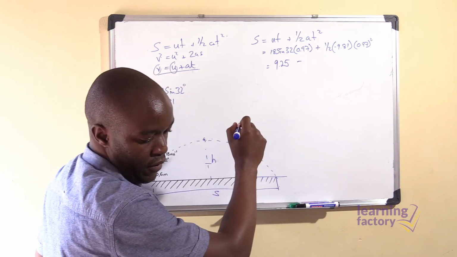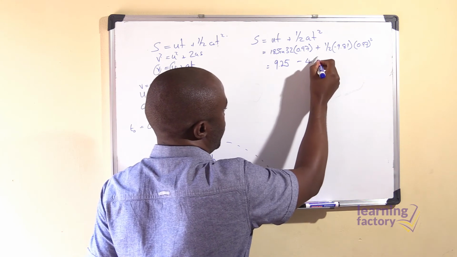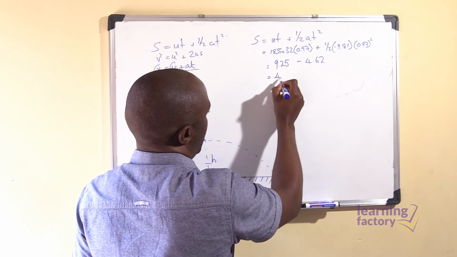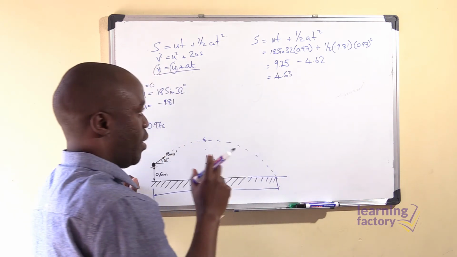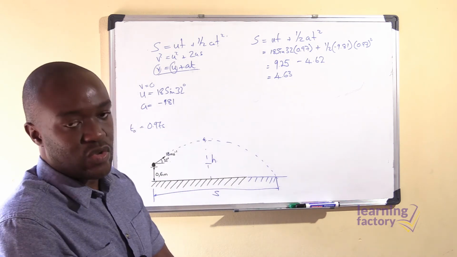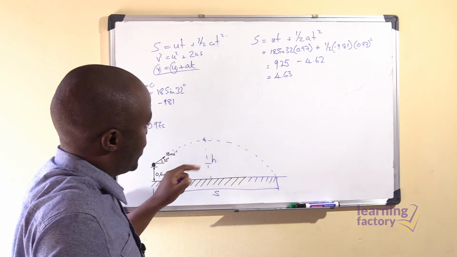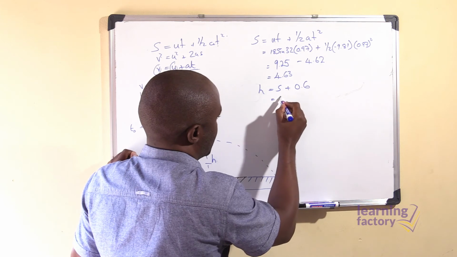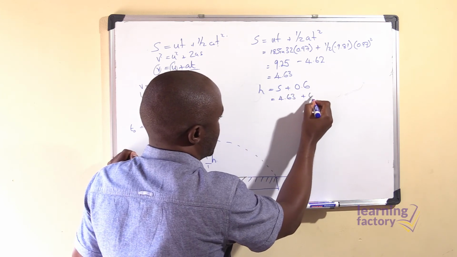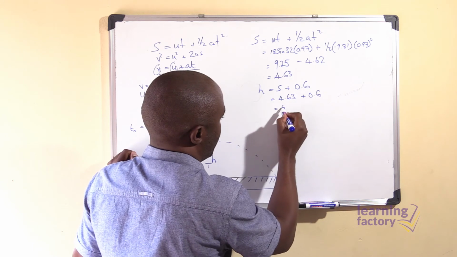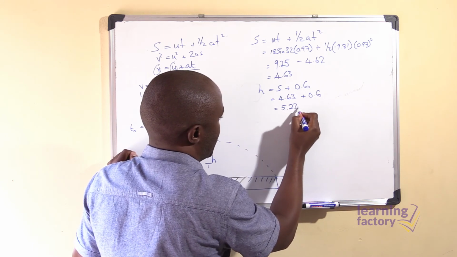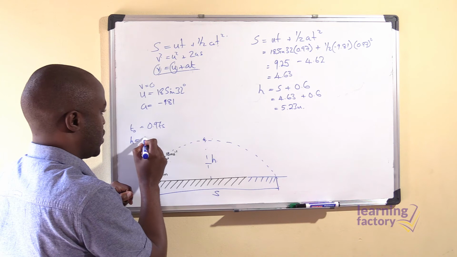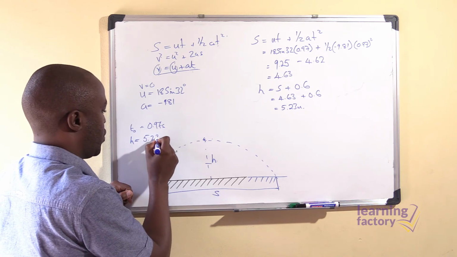9.25 minus 4.62. When we do the math, we get 4.63. Remember that that is the value above our 0.6. So the total value of h equals s plus 0.6, and that is 4.63 plus 0.6, which gives us our value of 5.23 meters. So we're just going to put that value there, h equals 5.23 meters.